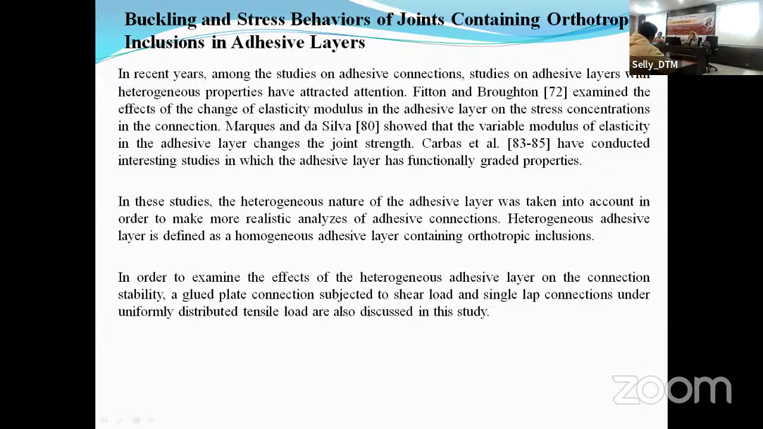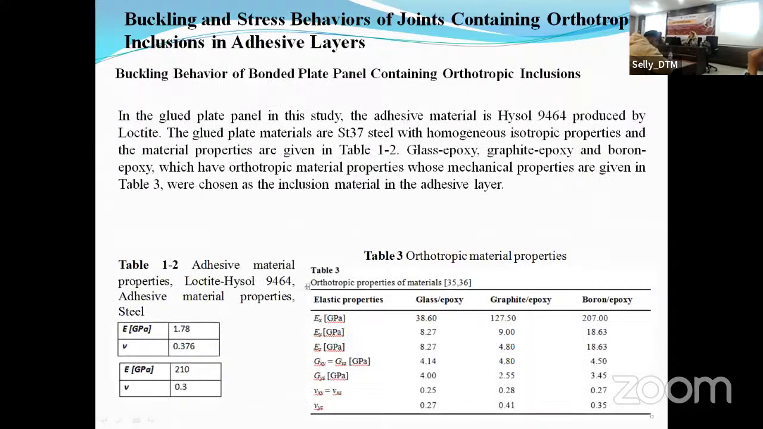In order to examine the effect of the heterogeneous layer, connection stability, and glue plate connection subjected to shear loading in a single lap joint, we take into consideration the orthotropic material. You know, orthotropic material properties change with direction. You can see 3 elastic moduli, of course 3 shear moduli, and 3 Poisson's ratios.